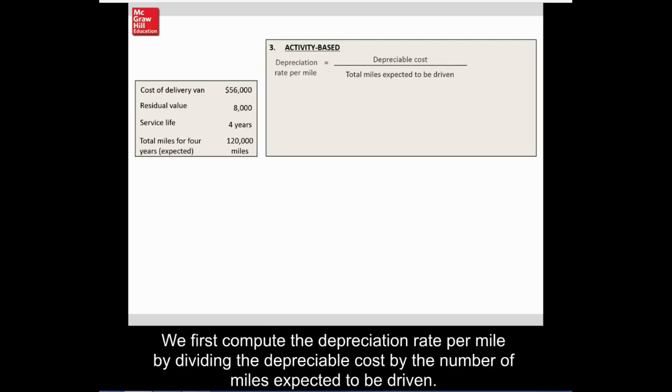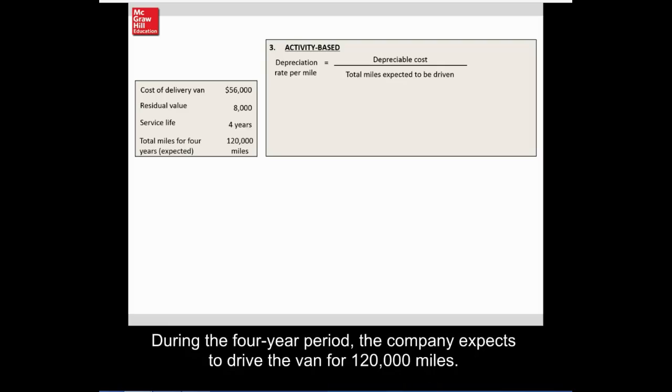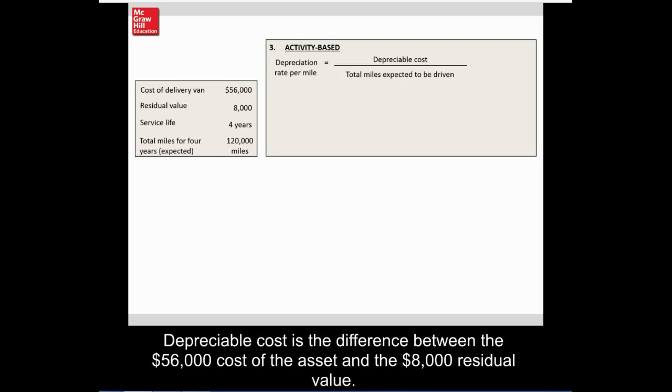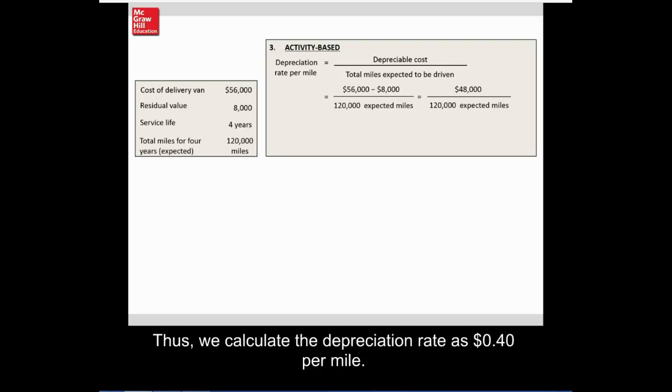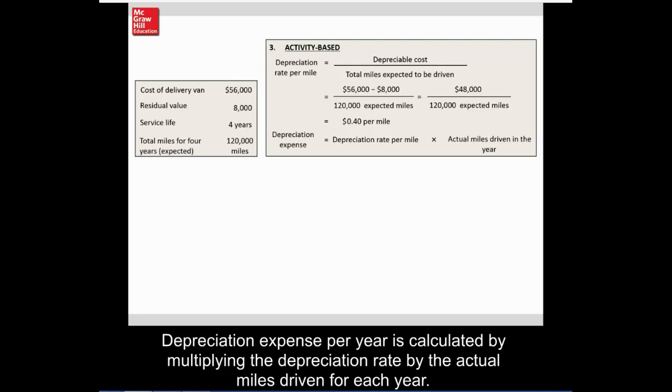We first compute the depreciation rate per mile by dividing the depreciable cost by the number of miles expected to be driven. During the 4-year period, the company expects to drive the van for 120,000 miles. Depreciable cost is the difference between the $56,000 cost of the asset and the $8,000 residual value. Thus, we calculate the depreciation rate as 40 cents per mile. Depreciation expense per year is calculated by multiplying the depreciation rate by the actual miles driven for each year.